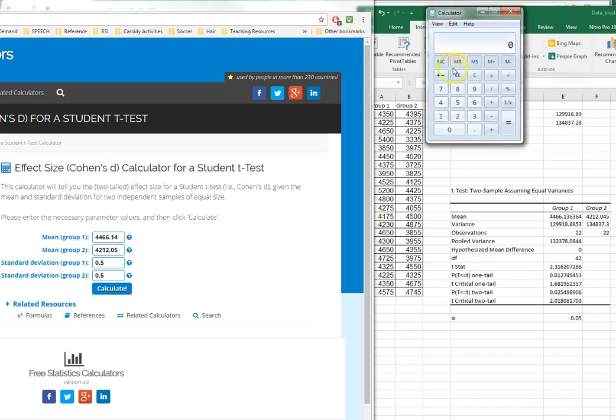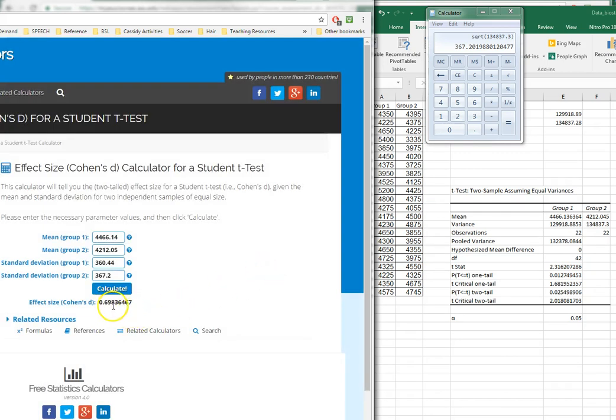So let's pull my calculator over here. The variance for my first group was 129918. Let's just round that to 89. And I need to take the square root of that, which gives me 360.44. Put that in here. Now, this calculator likes to have both of the standard deviations to work, so I'll go ahead and find out the standard deviation for the other group. So the variance is 134,837.3, and I need to take the square root of that, which is 367.2. And I'll click calculate.